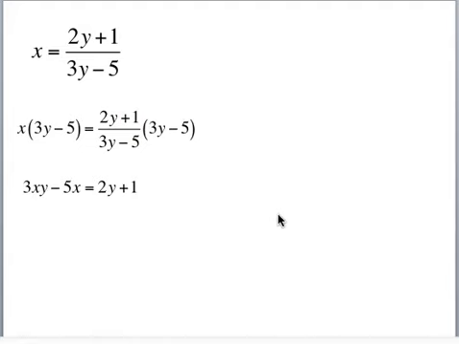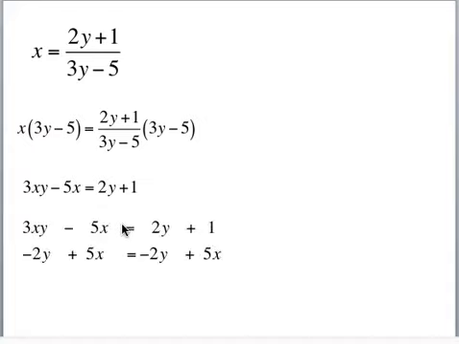Now recall that our goal is to isolate the y's. I have y's on both sides. 3xy is on the left, 2y is on the right. I need all of the y's on the same side, and all of the non-y's on the other side. So how are we going to do that? You'll notice I've decided to subtract 2y from both sides. That'll get no more y's on the right side. All of the y's will be on the left side.